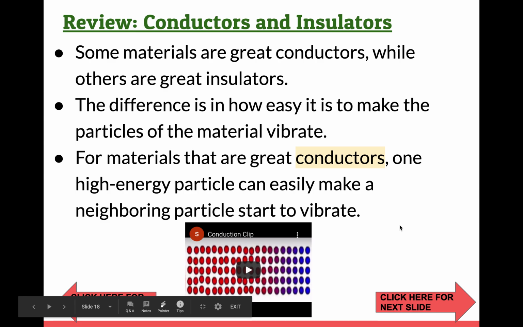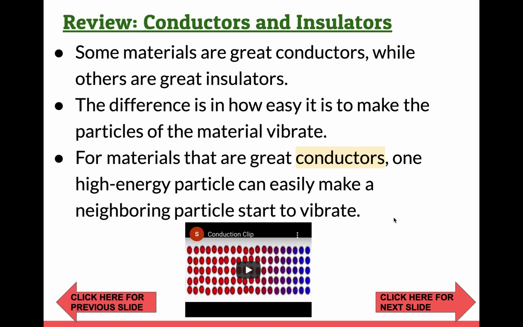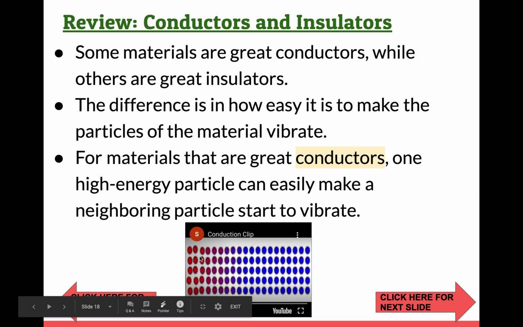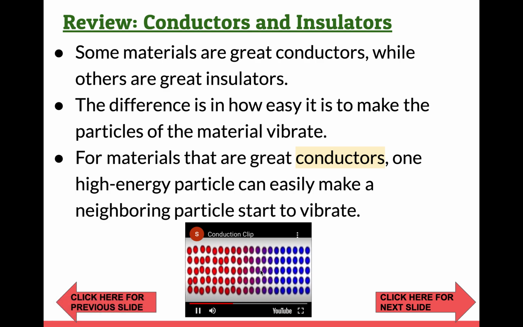And the reason why some materials are great insulators while others are great conductors is because it depends on how easy it is to make the particles of the material vibrate. For materials that are great conductors, like the metal pans, the reason they're good conductors is because one high energy particle can easily bump into the neighboring particle and start to vibrate.